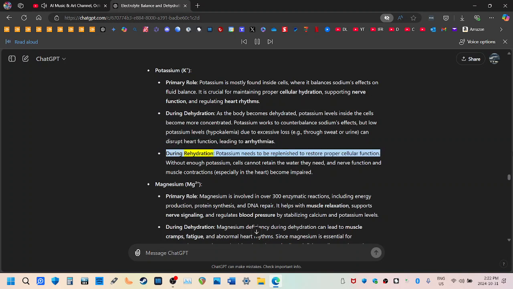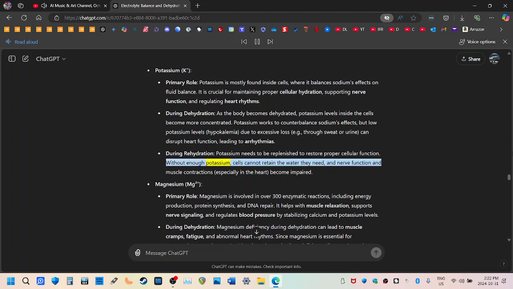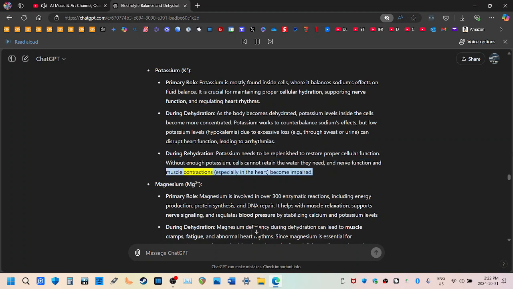During rehydration, potassium needs to be replenished to restore proper cellular function. Without enough potassium, cells cannot retain the water they need, and nerve function and muscle contractions, especially in the heart, become impaired.